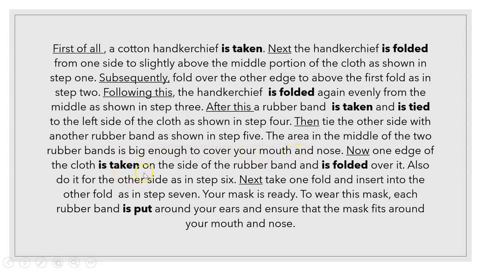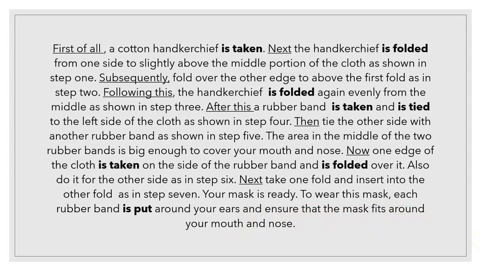Now one edge of the cloth is taken on the side of the rubber band and is folded over it. Also do it for the other side as in step 6. Next take one fold and insert into the other fold as in step 7. Your mask is ready. To wear this mask, each rubber band is put around your ears and ensure that the mask fits around your mouth and nose.